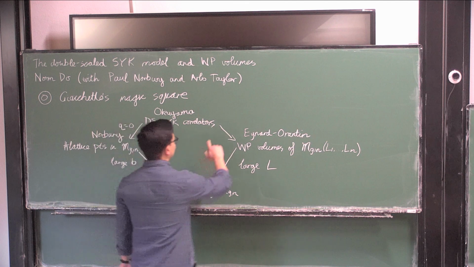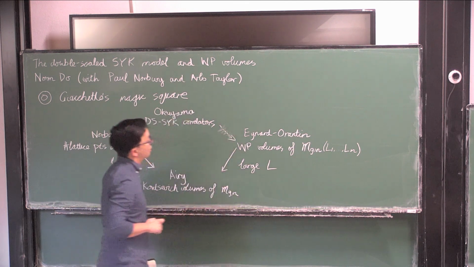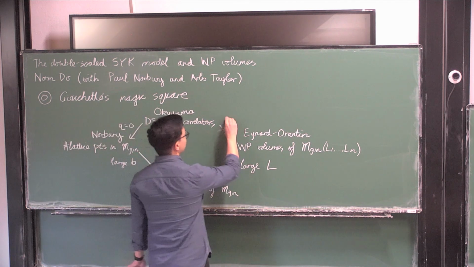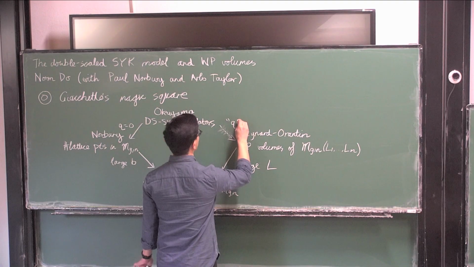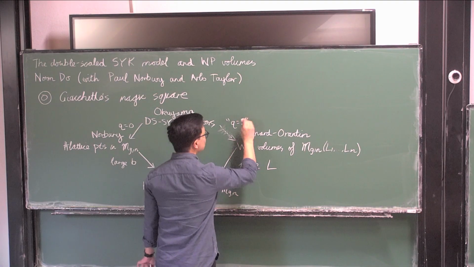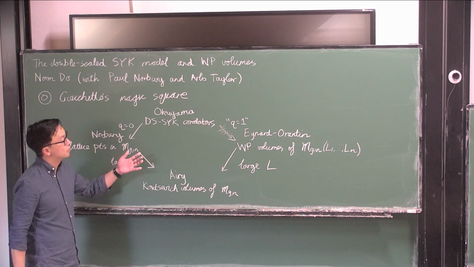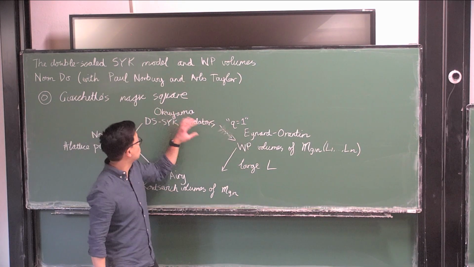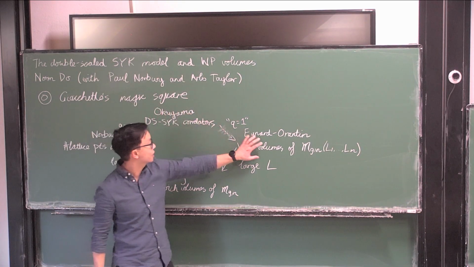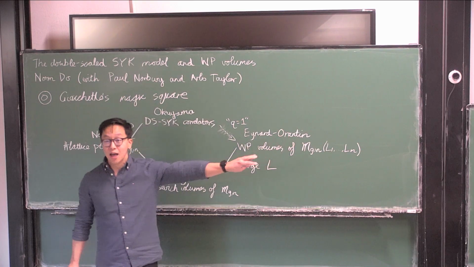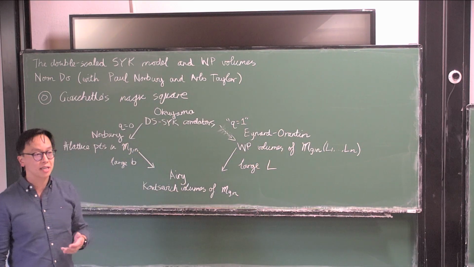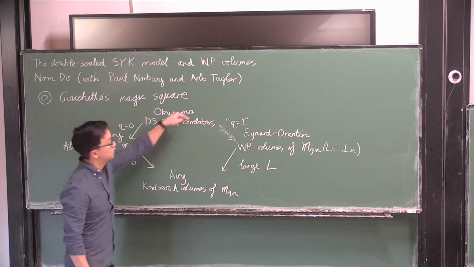There's something which is a little bit less clear. Maybe I'll make this a little dotted arrow. And this is some sort of limit as q goes to 1, which is not as direct to see. And this is something that Okuyama saw, that there's this connection between these double-scaled SYK correlators and the Weil-Petersson volumes, and verified in some small genus and small cases. And so I would like to speak about maybe this arrow today.